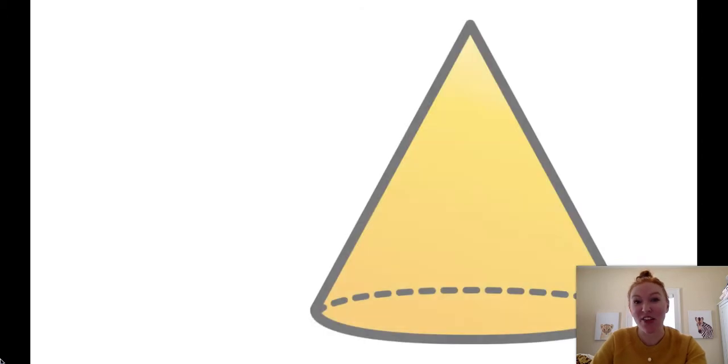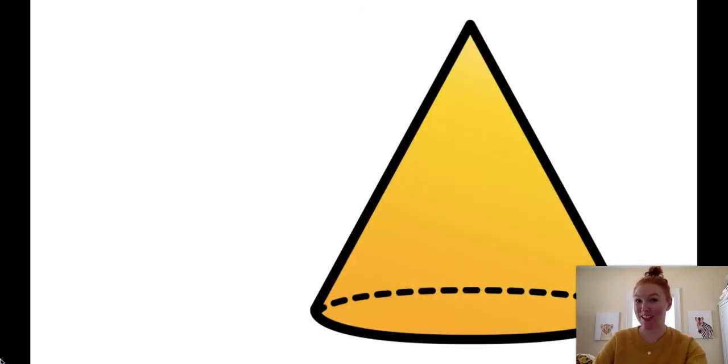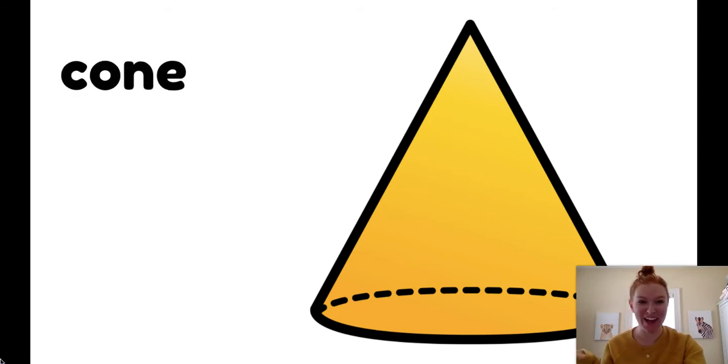Now let's look at another 3D shape. Do you know what this one is called? I'll give you a hint. If you flip it upside down, it might remind you of something you might eat ice cream out of. It's a cone. A cone is our next 3D or solid shape that we're going to be learning about.